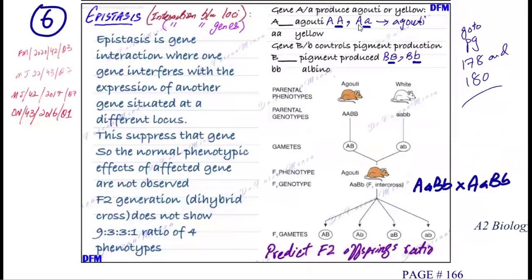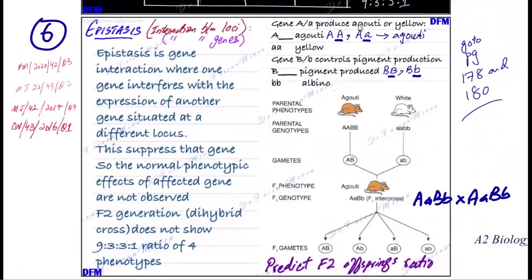This takes us to the sixth type of cross. In all, we call this epistasis. In epistasis, there is interaction between loci, there is interaction between genes occurring. So epistasis is the gene interaction where one gene interferes with the expression of the other. The genes are situated at different gene loci, and this suppresses the genes. So the normal phenotypic effect of the affected gene is not observed. The F2 generation will not follow the 9:3:3:1 ratio of four phenotypes.